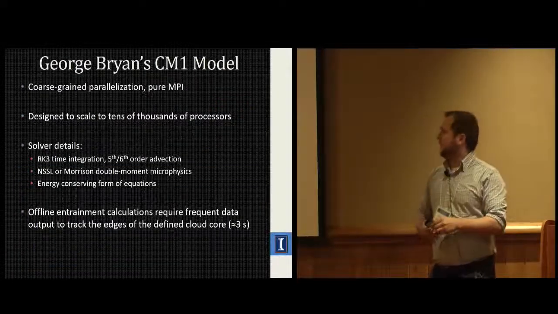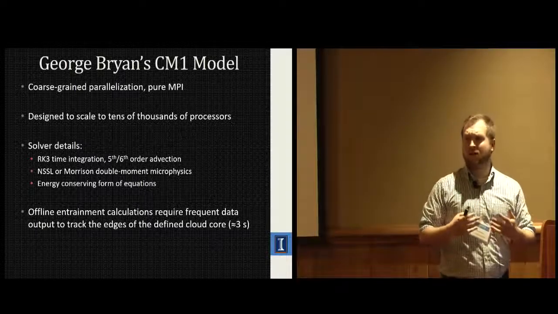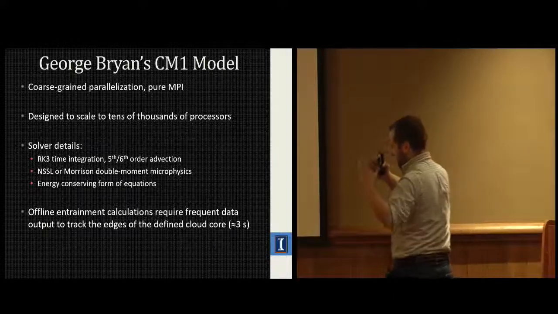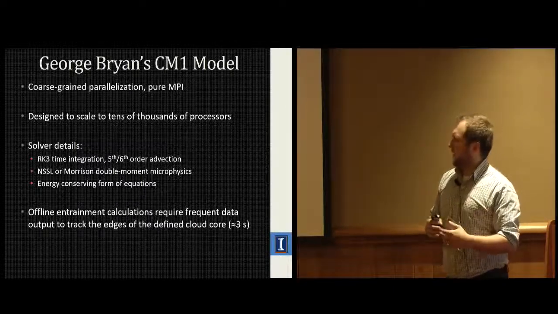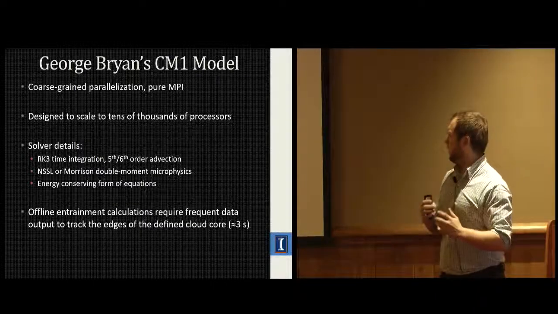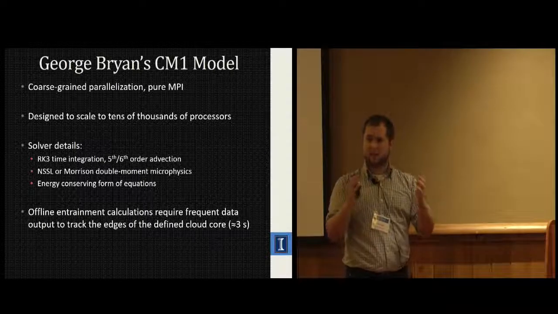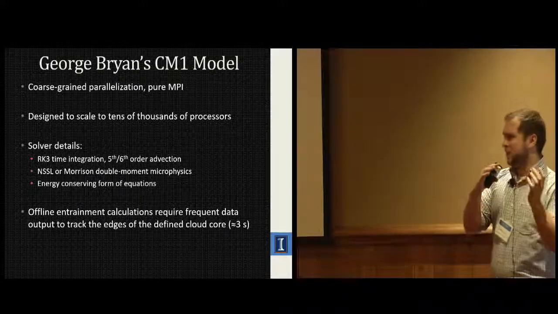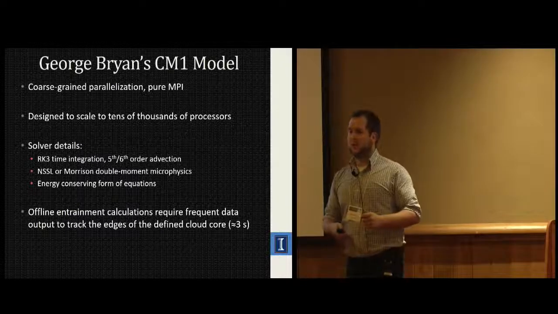So for this talk and all the results we're going to show further, we're using George Bryan's CM1 model. This is a coarse-grained parallelization form of model, and we're using it in a pure MPI mode. It's designed to scale to tens of thousands of processors before you start running into some computational efficiency issues. It has an RK3 time integration, so we avoid some of the baggage associated with second-order centered in time differencing schemes. And it's got some fifth and sixth order advection schemes for nice computational efficiency.